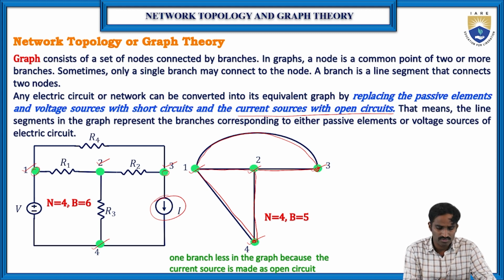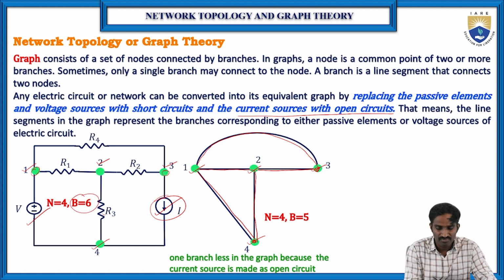Of course, in the same network we usually identify how many nodes and how many branches there are. The nodes are 4. Coming to the branches, as you can see, the 4 resistors are connected to 4 branches, another branch has the voltage source, and another branch has the current source. So in total 6 branches are there.